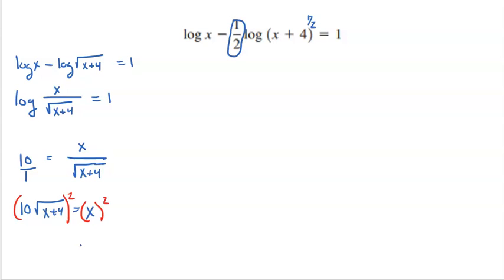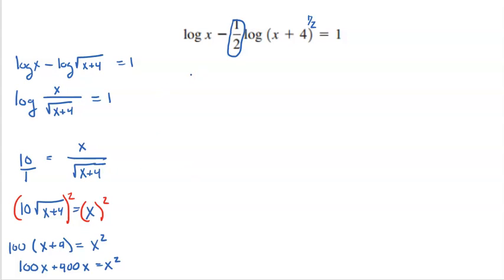But here's where we got to be careful. The right-hand side, that's easy. x squared. Doesn't get much easier than that. On the left-hand side, we've got to be careful because everything needs to be squared. So 10 has to be squared. Well, that's 100. And then the good news is when you square, the square root cancels, and we just get x plus 4. No more square root. Now that 100 can be distributed, and I have 100x plus 400 equals x squared. At this point, I got myself a very basic quadratic equation.